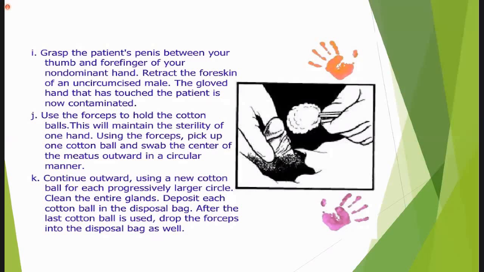Using the forceps, pick up one cotton ball and swab from the center of the meatus outward in a circular manner. Okay, now clean the surface area in a circular motion, inward to outward. Continue outward using a new cotton ball for each progressively larger circle. Clean the entire glans. Deposit each cotton ball in the disposable bag. After the last cotton ball is used, drop the forceps into the disposable bag as well.